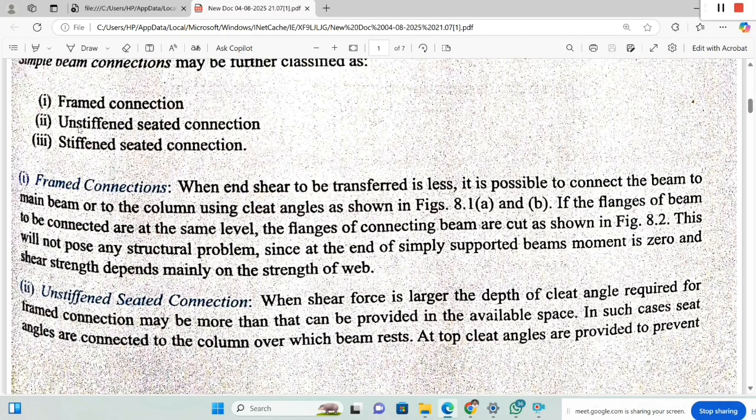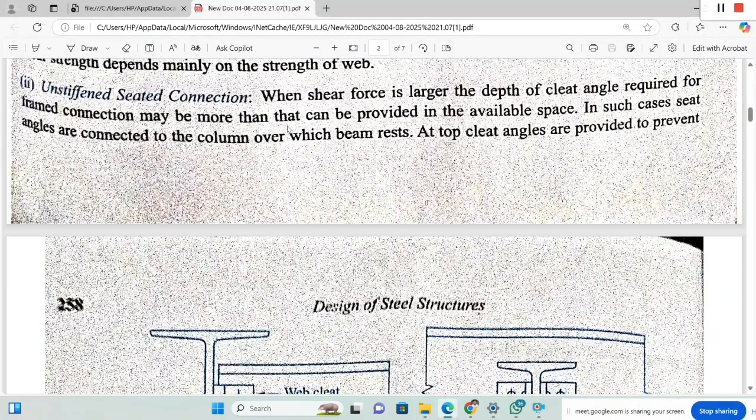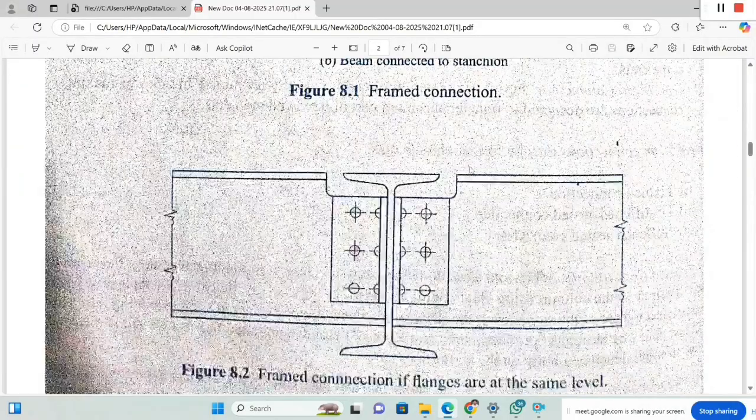The second one is the unstiffened seated connection. We'll see another diagram. When the shear force is larger, the depth of the cleat angle required for the framed connection may be more than can be provided in the available space. In such cases, seat angles are connected to the column, over which the beam rests. So consider the second one.